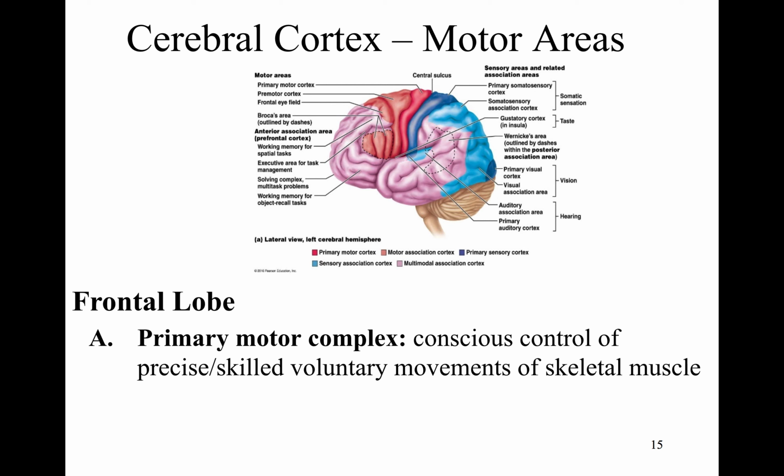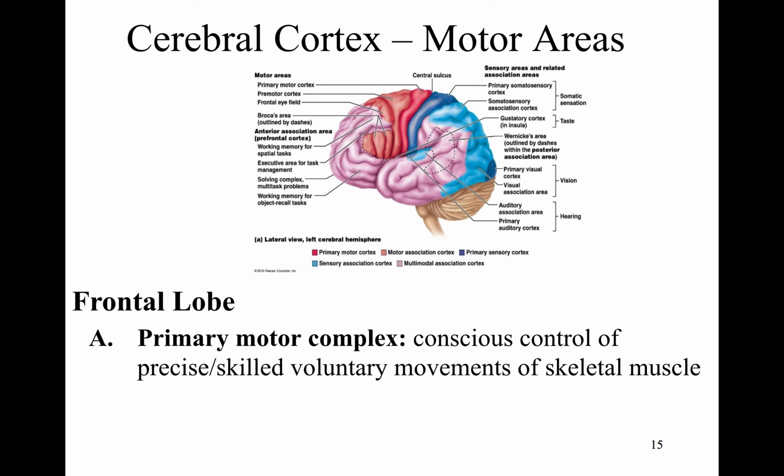Remember that the cerebral cortex is composed of interneurons. Interneurons communicate between sensory and motor neurons. The interneurons in the primary motor complex are communicating with these extremely large neurons called pyramidal neurons. Pyramidal neurons are going to have very long axons that are going to extend all the way down from the brain through the spinal cord in order to stimulate skeletal muscle and carry out that precise or skilled voluntary movement.